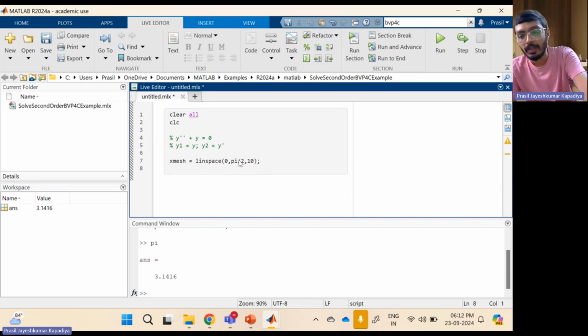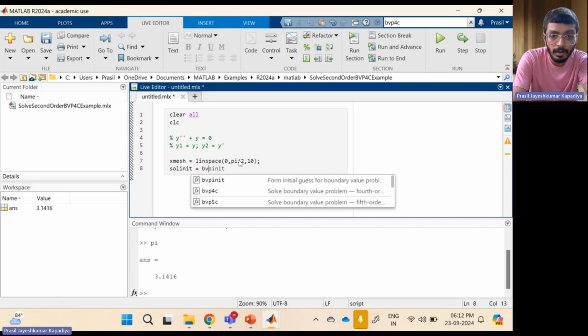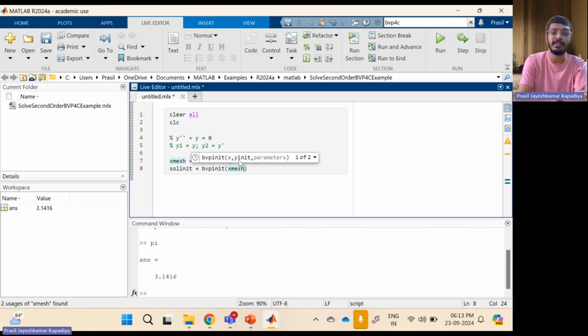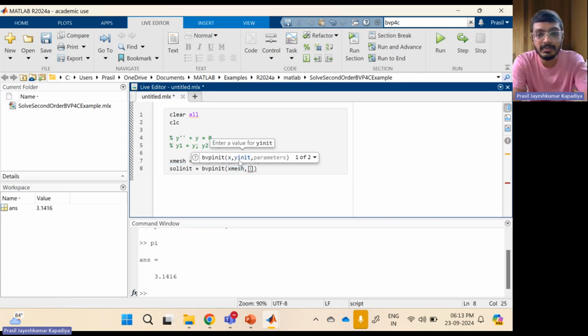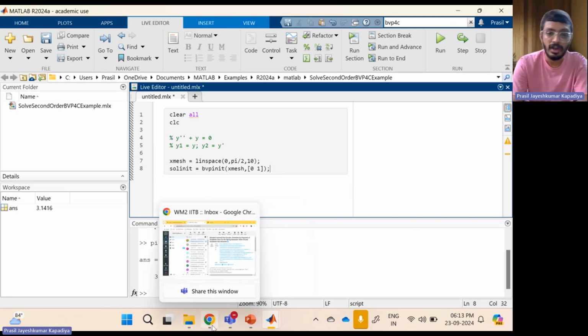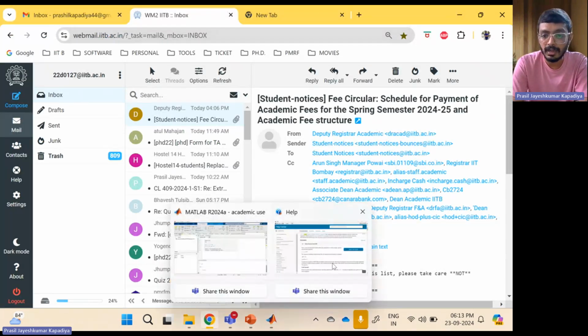Now we need to use the bvp init function. So I will write sol init the way they are writing in the example. I'm not doing anything new. The sol init is equal to bvp init, the initial guess for the boundary value problem. So in bvp init, first I need to define my x, and the second thing that I need is x guess. So let's say I am giving some guess value as 0, 1. I don't know, so I'm just giving this random value. We need two values because it's a boundary value problem. Okay, so these we have defined. I hope till now it is clear.